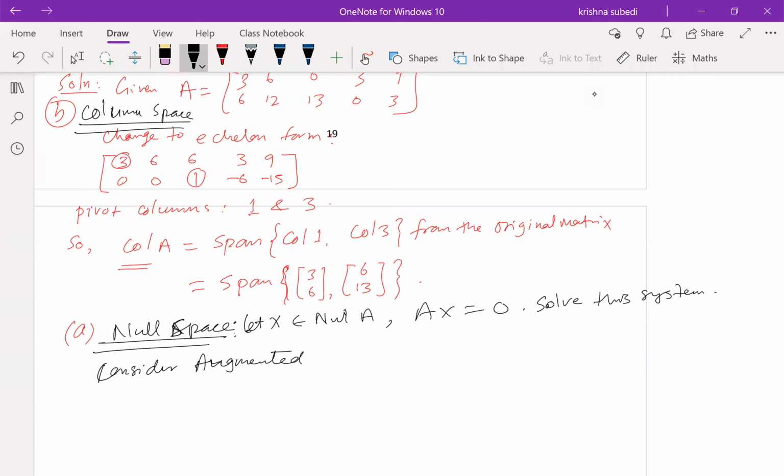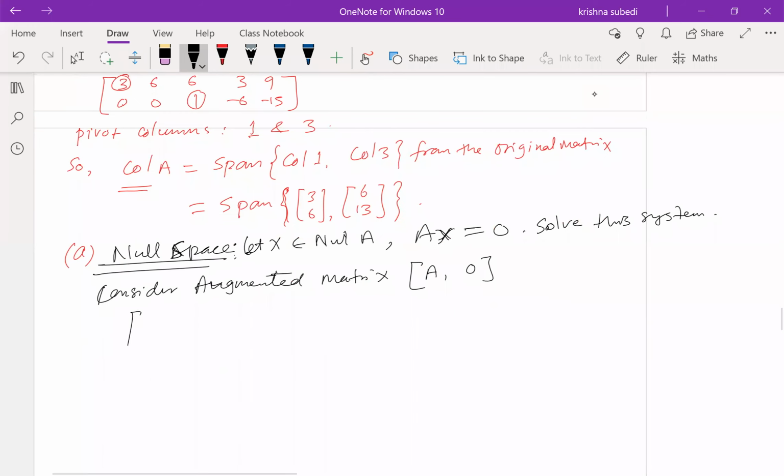Null space means, when you multiply that, that gives you 0. That's what we call null space. That's how we define the object in the null space. So consider the augmented matrix. Our whole goal is to solve this system. So you consider A and 0.